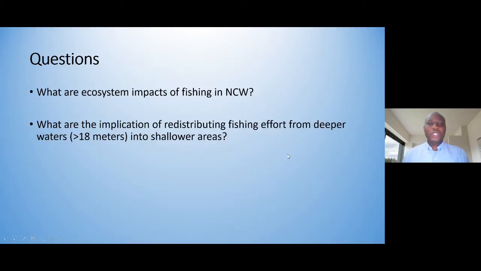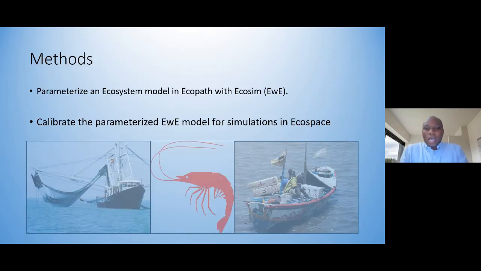And so I wanted to address the question, what are ecosystem impacts of fishing in the entire coastal system? What are the implications of redistributing fishing effort from deeper waters, that is waters greater than 18 meters deep, into shallower areas of the continental shelf? And so I followed the logical sequence. I first developed an Ecopath model, and then later on went into the time dynamics simulation and spatial dynamic simulations in Ecosim and Ecospace.